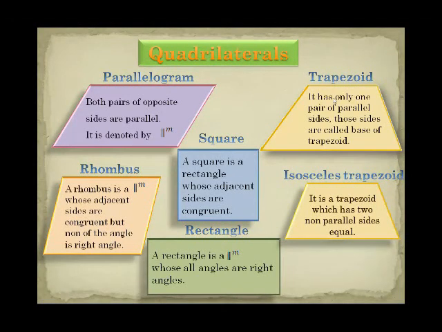A trapezoid has only one pair of parallel sides. You see, students, this side and this side are the parallel sides. Those sides are called the bases of the trapezoid. This line segment and this line segment are called the bases of the trapezoid. What is an isosceles trapezoid? It is a trapezoid which has two non-parallel sides equal. Two non-parallel sides equal means that these are the non-parallel sides and they are equal in measure, they are congruent.